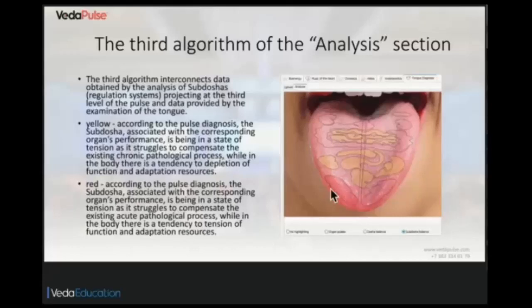For example, if you pay attention to the screen, you can see that a specific projection zone, the projection zone of the left lung, is colored reddish here. It shows us that lumbar kapha feels tension because it is involved in the process of compensation of a pathological process in a particular organ.